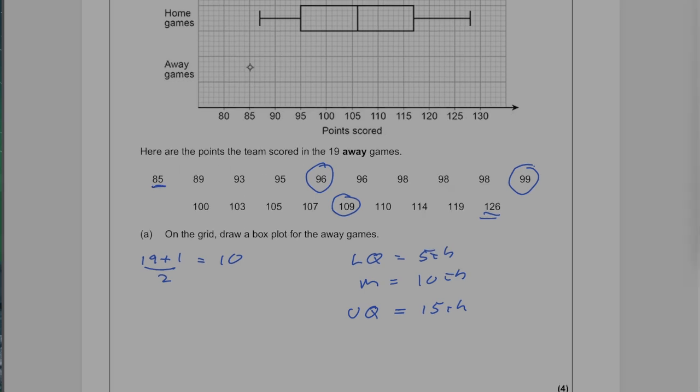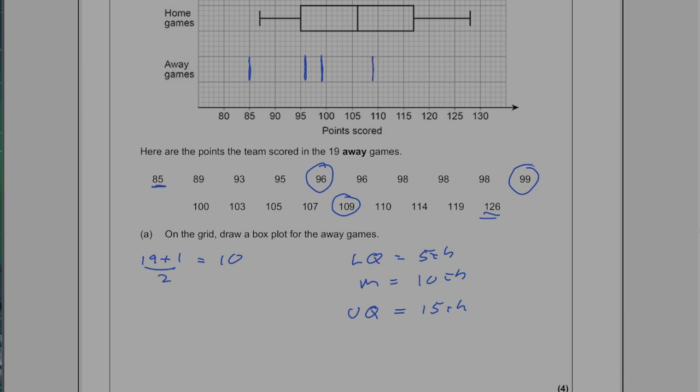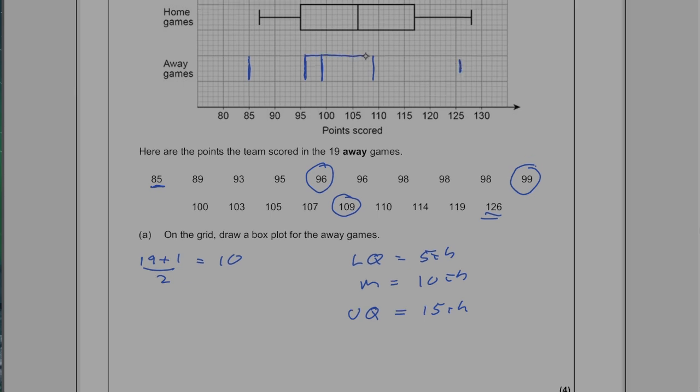Right, so we're going 85, we're going 96, we're going 99, and then upper quartile 109, and maximum value was 126. We make that into our box, and then these branches are often referred to as the whiskers.